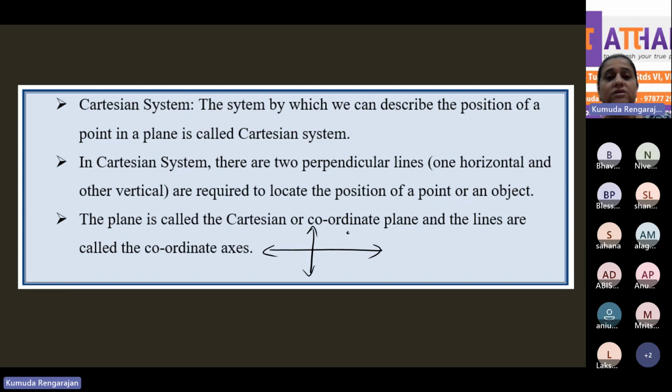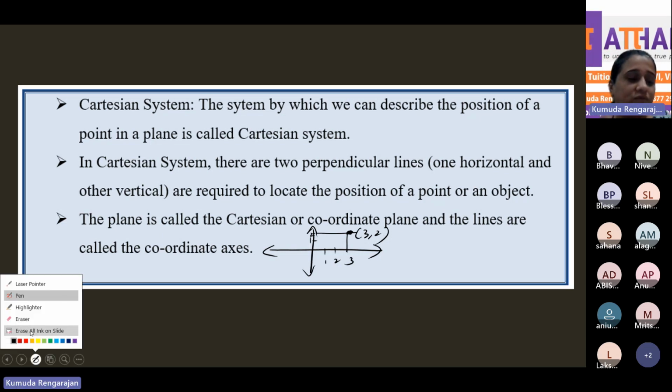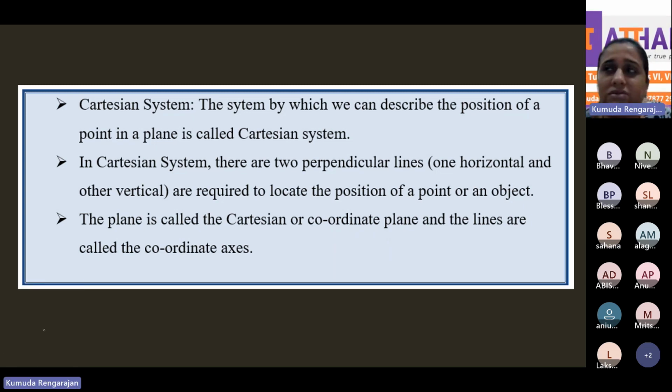Now, supposing there's a point here. So maybe this is given by the address 3, 2. This point is given by the address, like how every house has a unique address. Every point in the Cartesian plane has a unique address. So this is the need for the Cartesian system: to identify where exactly a point lies on a plane surface, to have an address to this point, which is why we have the system called the Cartesian system.